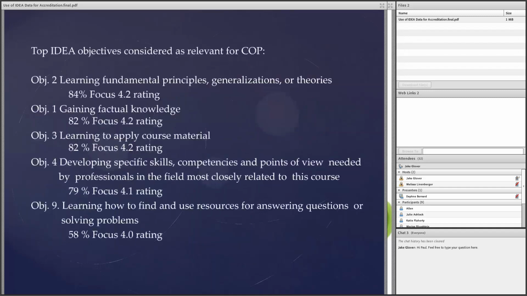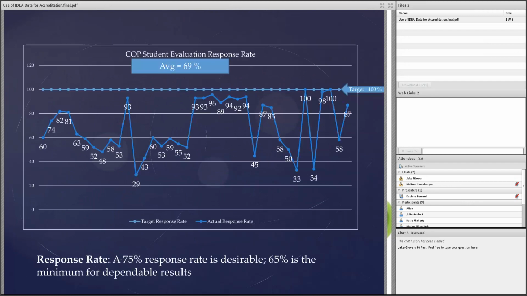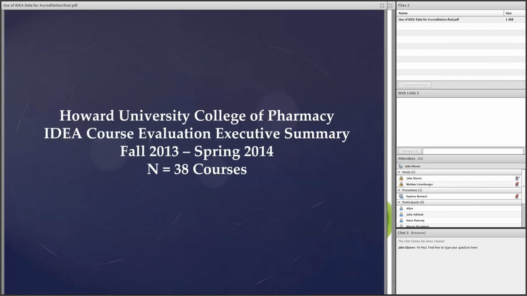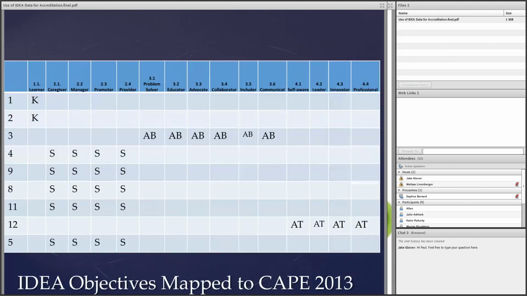And I'm going to go back to this slide because I think it's the most important slide of the whole discussion. And I'll stop there and I'll open it up for any suggestions or comments on how we can continue to even improve on how we use IDEA to meet our accreditation.